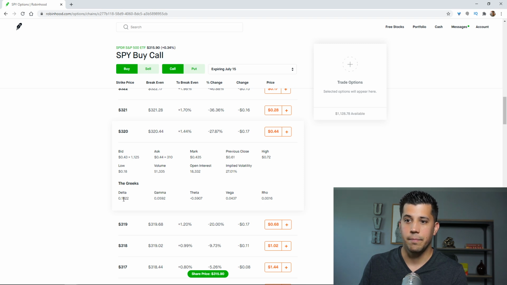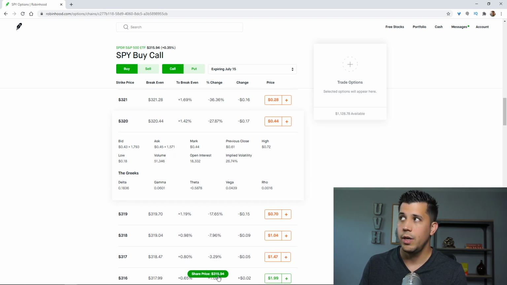Delta is how much this contract is going to make or lose for every dollar the stock goes up or down. So let's say for SPY, if I buy this 320 call, I'm going to get a delta of 18. That means if SPY goes up $1 from where it's at right now, 315.96, to 316.96, I'm going to be making $18.